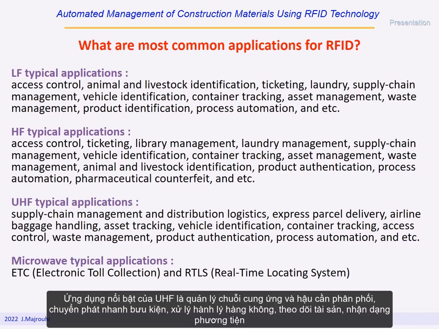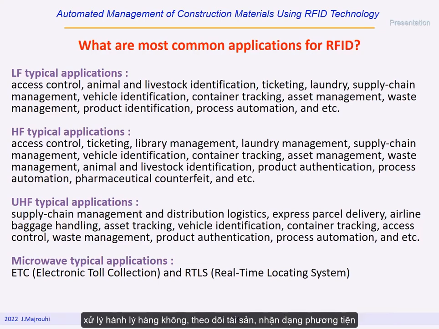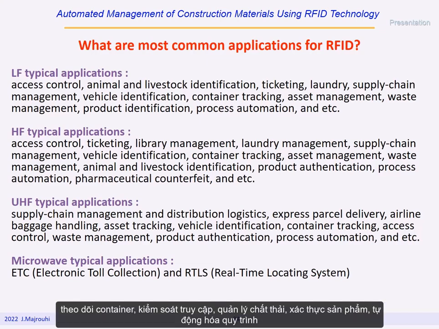Ultra-high frequency typical applications are supply chain management and distribution logistics, express parcel delivery, airline baggage handling, asset tracking, vehicle identification, container tracking, access control, waste management, product authentication, process automation, and so on. And for microwave, typical applications are electronic toll collection and real-time locating system.